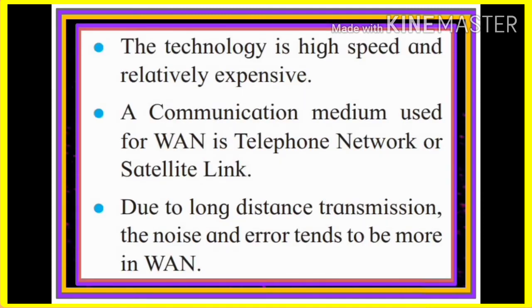The technology is high speed and relatively expensive. A communication medium used for WAN is telephone network or satellite link. Due to long distance transmission, the noise and error tends to be more in WAN. So, as compared to LAN and MAN, WAN is relatively very expensive, but the speed is high. The communication medium used for WAN is telephone network or satellite. And due to long distance transmission, noise and errors are more in WAN.